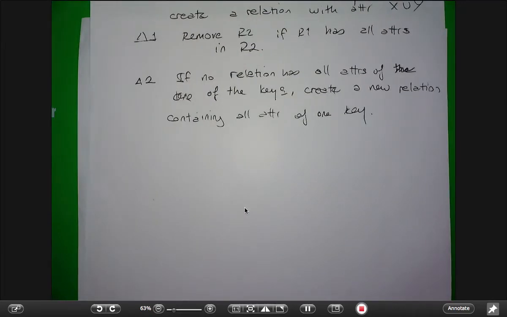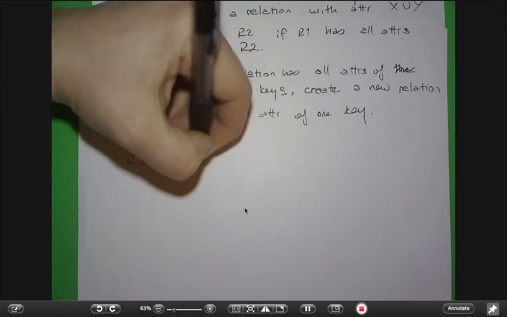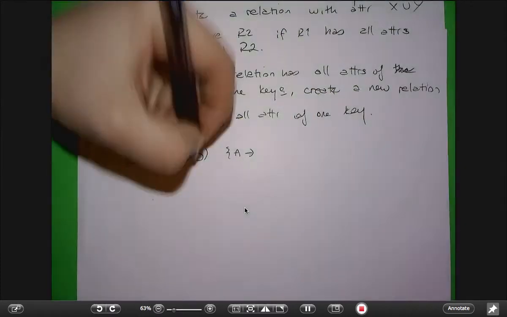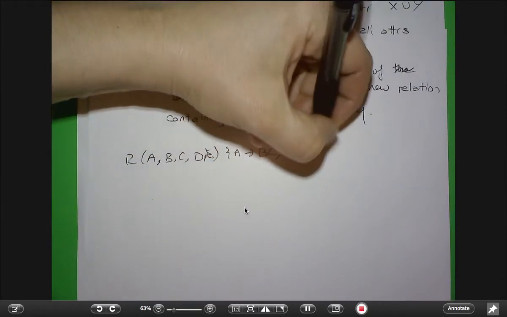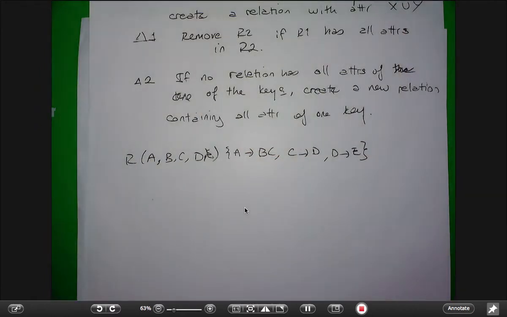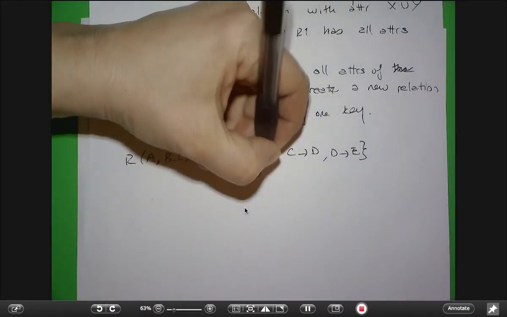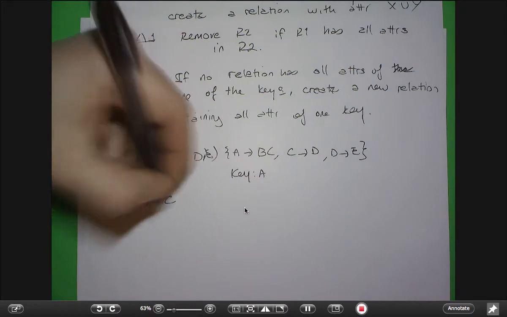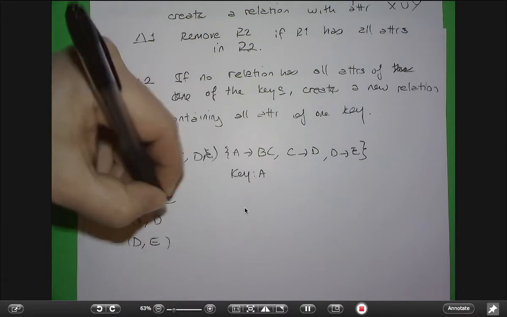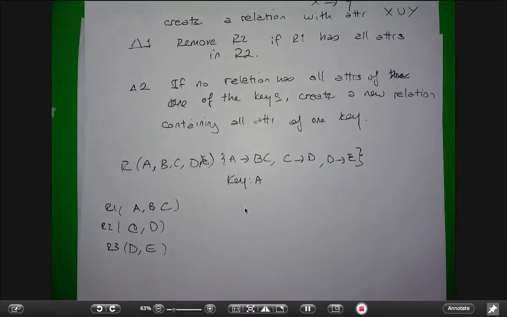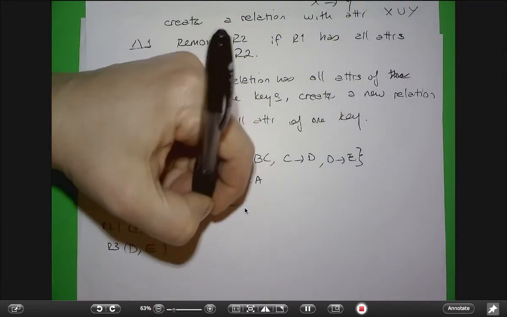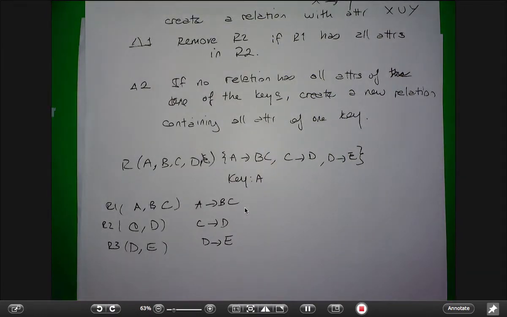So let's say I have the same one. Right? So the key in this case is A. This will tell me create one ABC, create one C and D, create one D and E. Okay. This has A implies BC, C implies D, and D implies E. Okay. Makes you wonder why we had to do the whole other one, right? Okay. So is there a relation that has all the attributes of the key? Sure. Key is the A, there's a relation that has A in it, and I'm done.